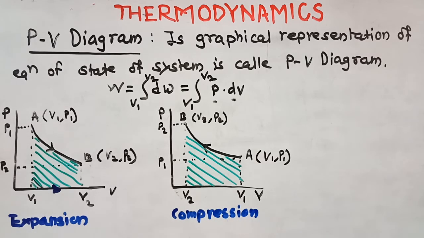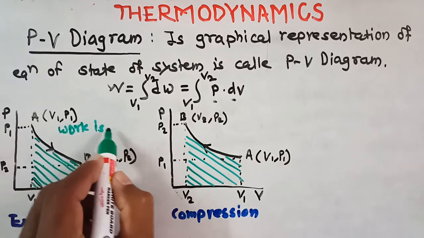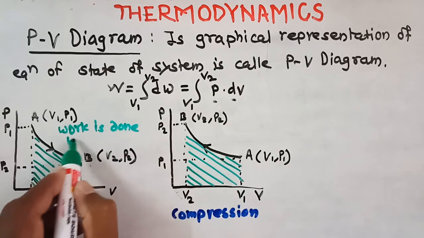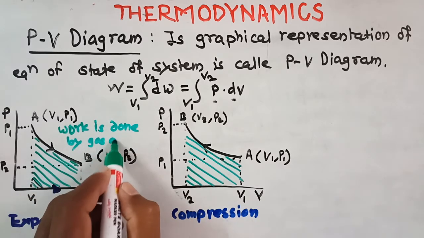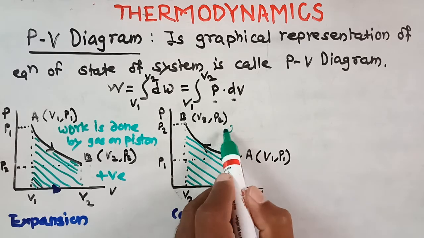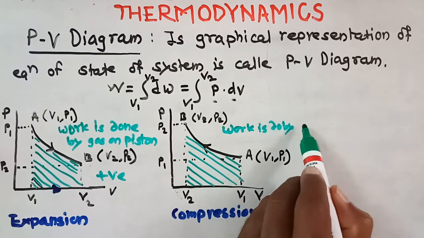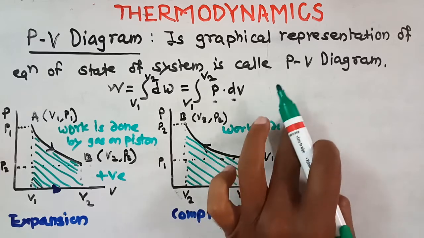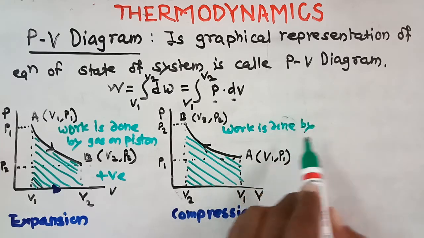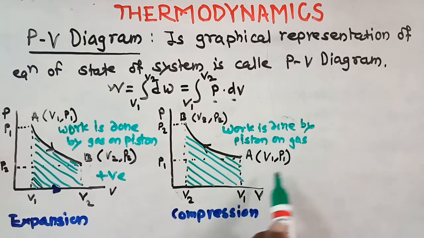And in expansion, work is done by gas on piston. So as the work is done by gas, it is positive. And in the second case, work is done by piston on gas, and so the work done by gas is negative. In this case, the work done is negative.